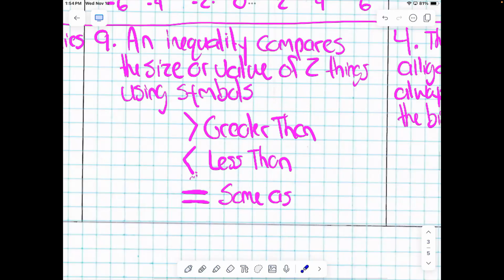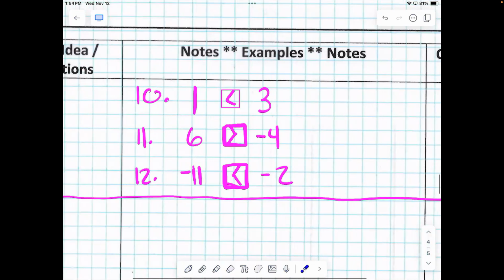An inequality compares the value or size of two things using symbols. What's this symbol again? Greater than. What's this symbol again? Less than. It's an L standing on its tippy toes. Okay. Why is 1 less than 3? Because 3 is bigger than 1. The alligator's going to always eat the bigger number, right?